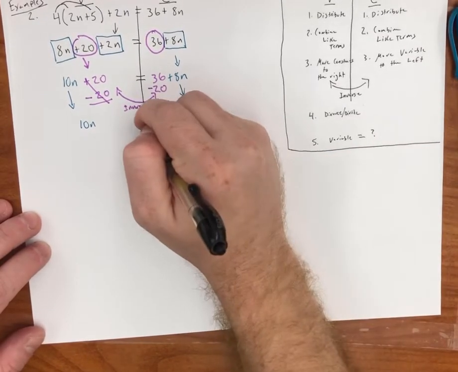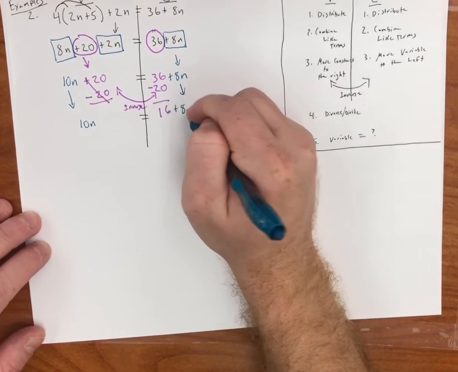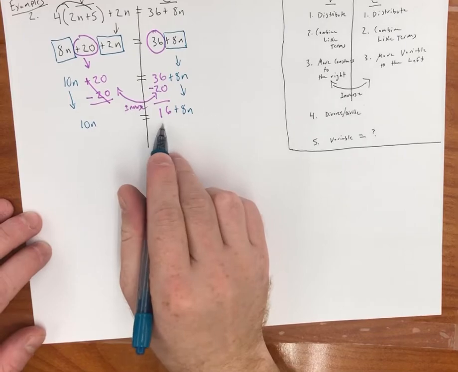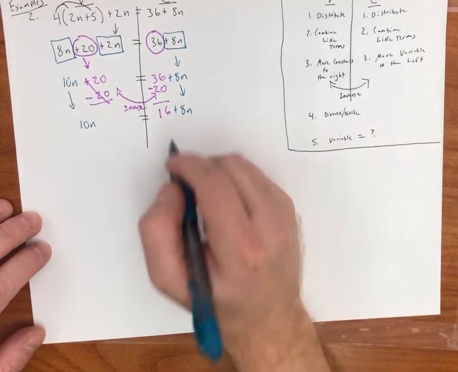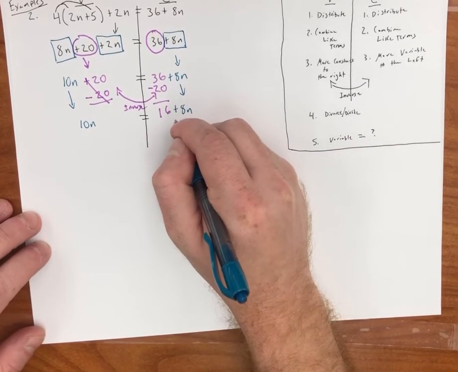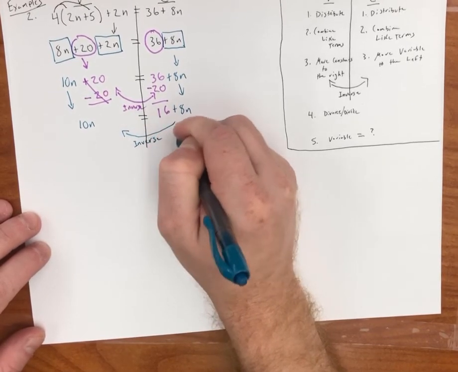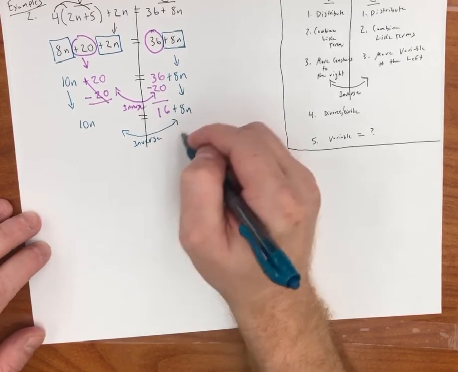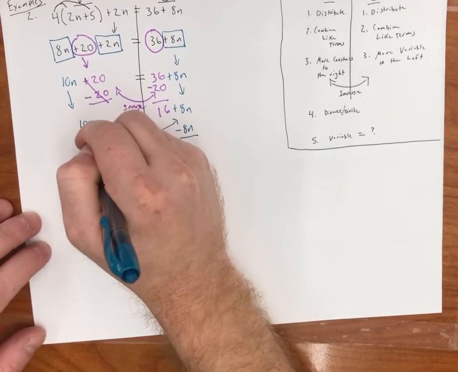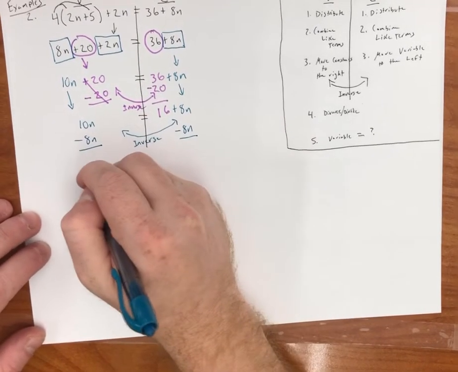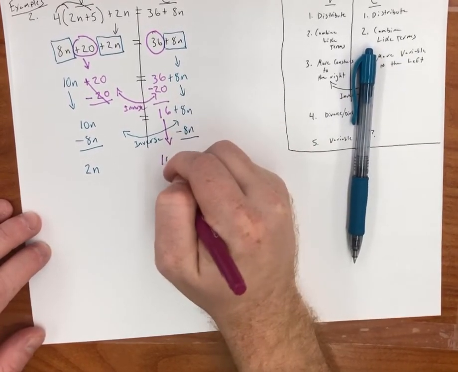Equals 16, and then my plus 8n. All right, so 10n equals 16 plus 8n. Now I need to move the variables to the left. So in order to move that, I need to move 8n. Remember, we're utilizing inverse operations here. If I'm going across the river, I have to utilize inverse operations. So I've got to subtract 8n. 10n minus 8n is going to give me 2n. And then remember, we're just bringing down what we didn't use, 16.